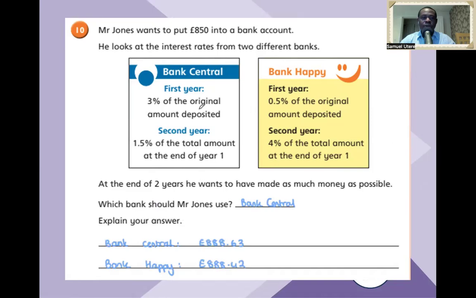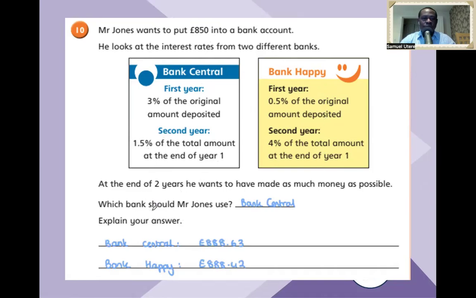So this is similar to the example we did. So you work out 3% of the original amount deposited. Next, you work out 1.5% of the total amount at the end of year 1. So whatever you get here, you have to add £850 to it. And then you work out 1.5% of that amount. And then you do the same process here.